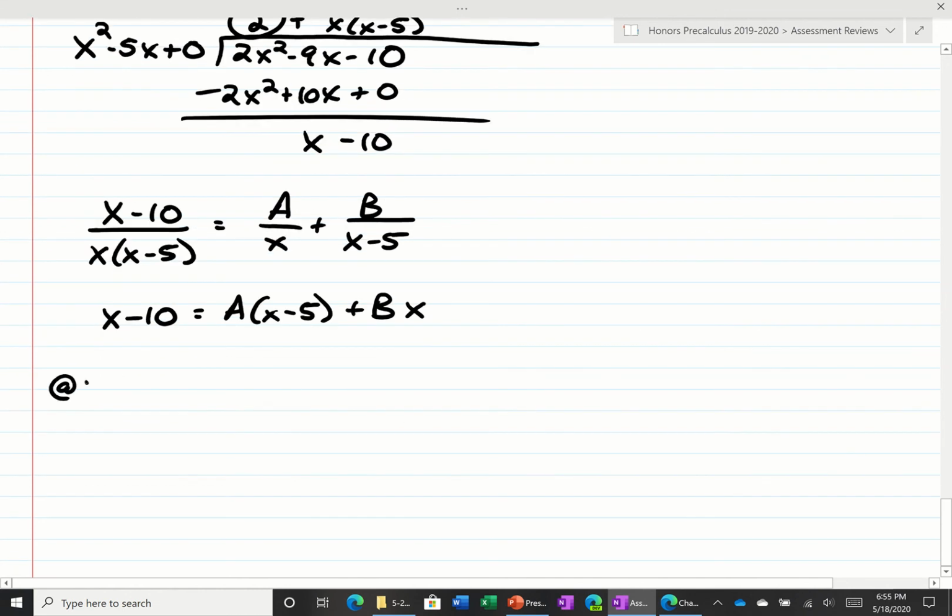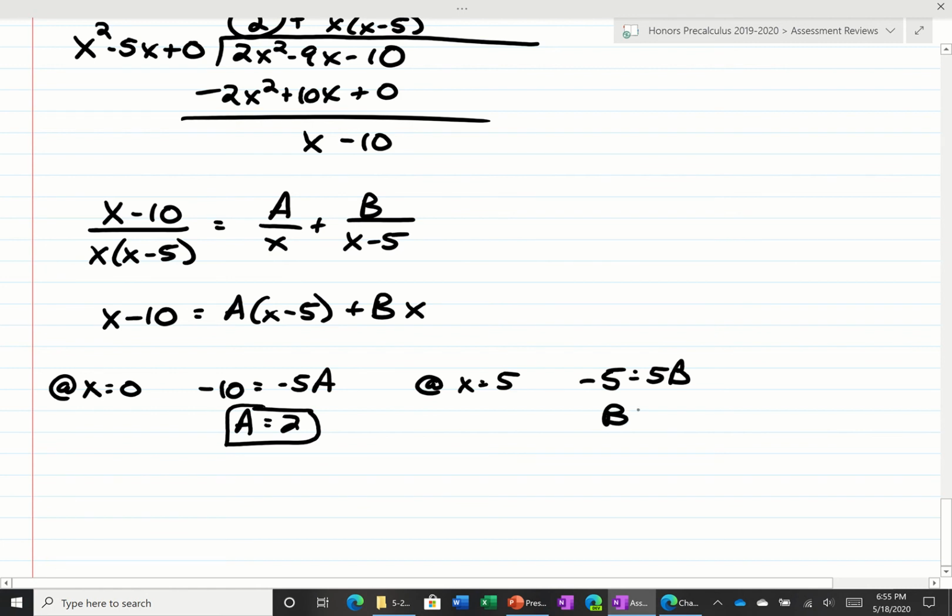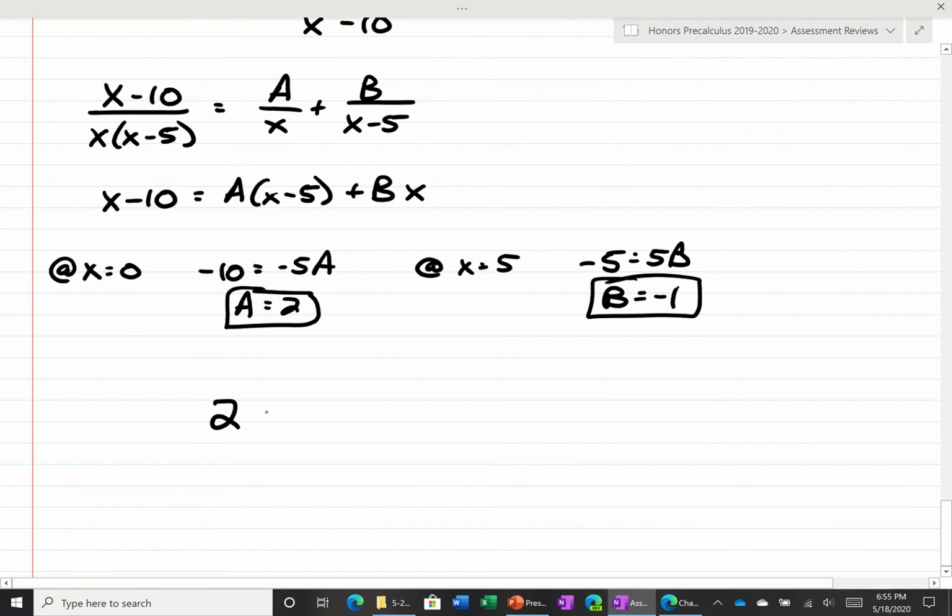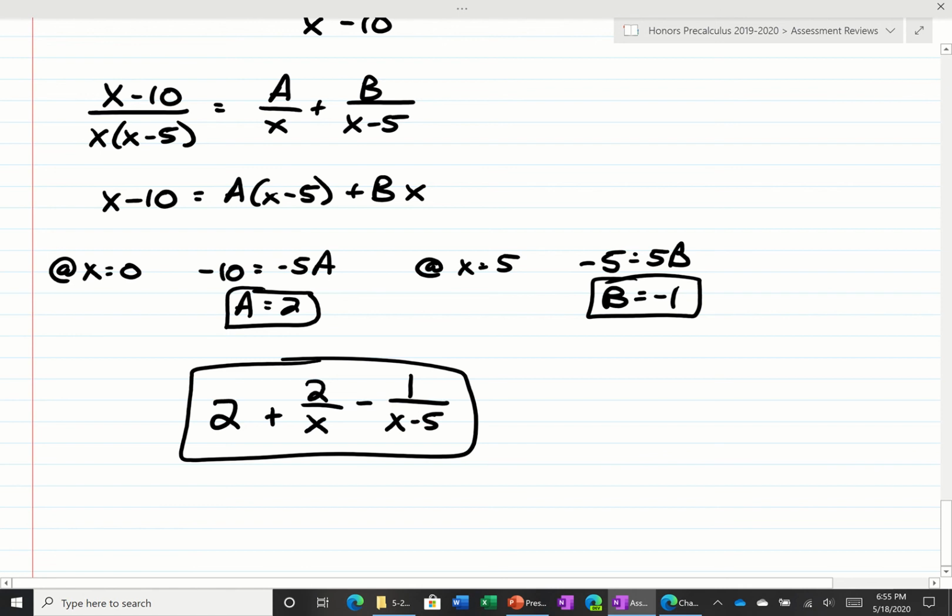If x was 0, we get negative 10 is equal to negative 5a, so a would be 2. And if x is 5, we'd get negative 5 is equal to 5b, so b would be negative 1. So combining these, we have the whole part, which is 2, plus a over x, plus b over x minus 5. So the 1 is negative. This is one of the answer choices. Okay, let's see the next one.